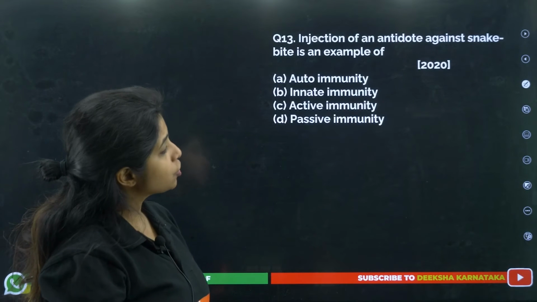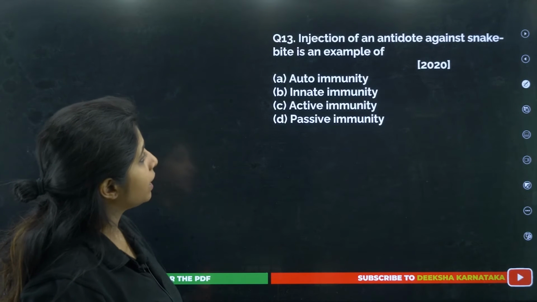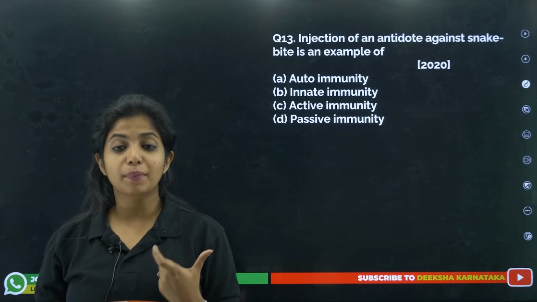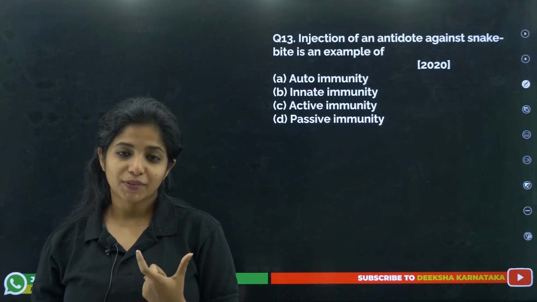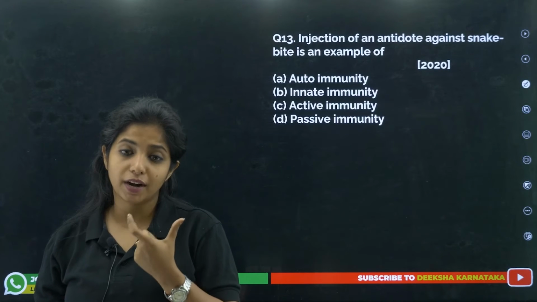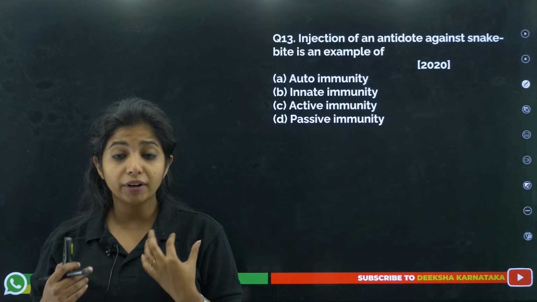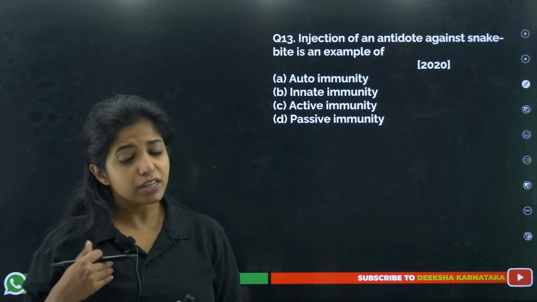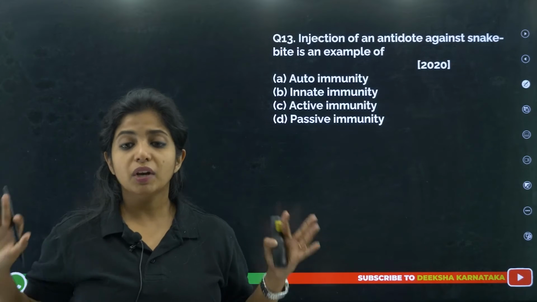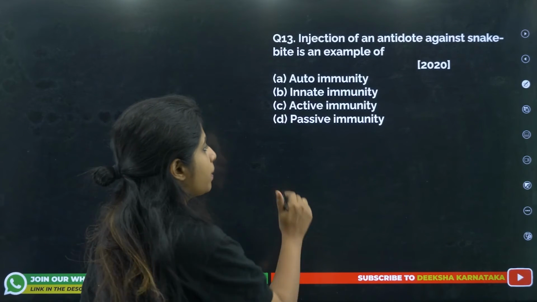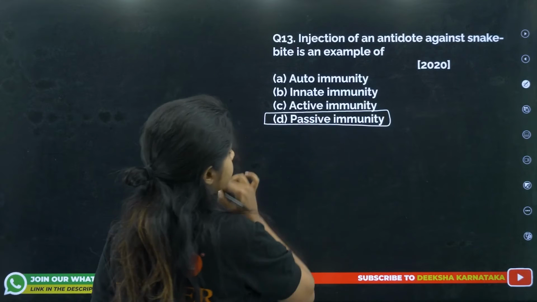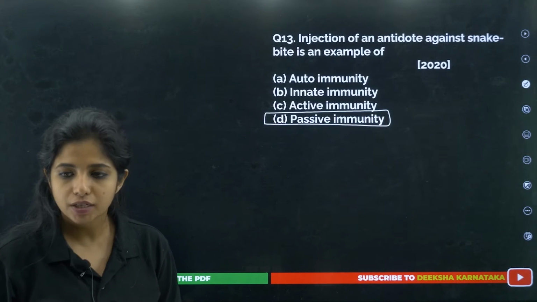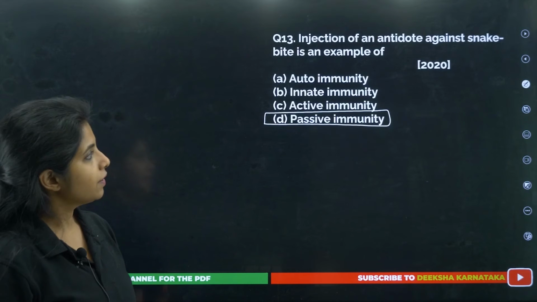Next. Injection of an antidote against snake bite is an example of. I told you, when you are given an injection against snake bite, this should be containing what? Preformed antibodies. The antibodies that could protect your body at that point of time. You would not wait for your body to produce them. So is your body actively producing anything? No. So I won't say it is active immunity. I would say it is passive immunity. 2020 question. Cool.